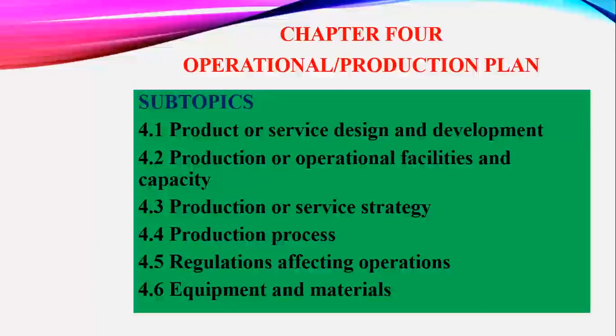We move to chapter 4. Chapter 4 is operational or the production plan. You cannot have the two. You realize that here I'm using a stroke. Why? It is either operational plan or production plan. Operational meaning your business is a resale business. You buy and sell. That is operational. Production plan meaning you are making the goods yourself, right? You produce them, and therefore you have a production plan. So if you're producing the goods or products yourself, then you have a production plan. If you're buying and selling the products, that is an operational plan.